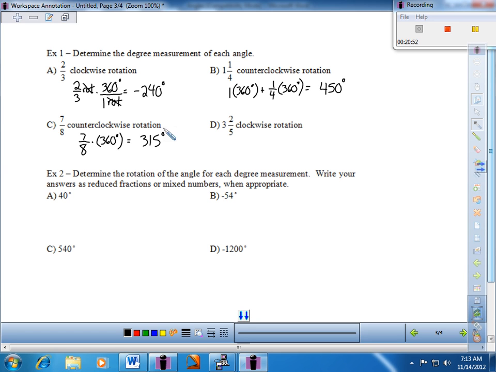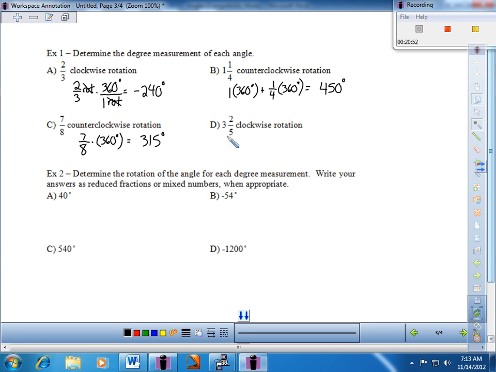Think about that for a moment. Which quadrant would it be in? And in this case, if you thought about 315 degrees or going 7/8 counterclockwise, it should be in quadrant 4. We're going to see that 315 pop up, so visualize that one.